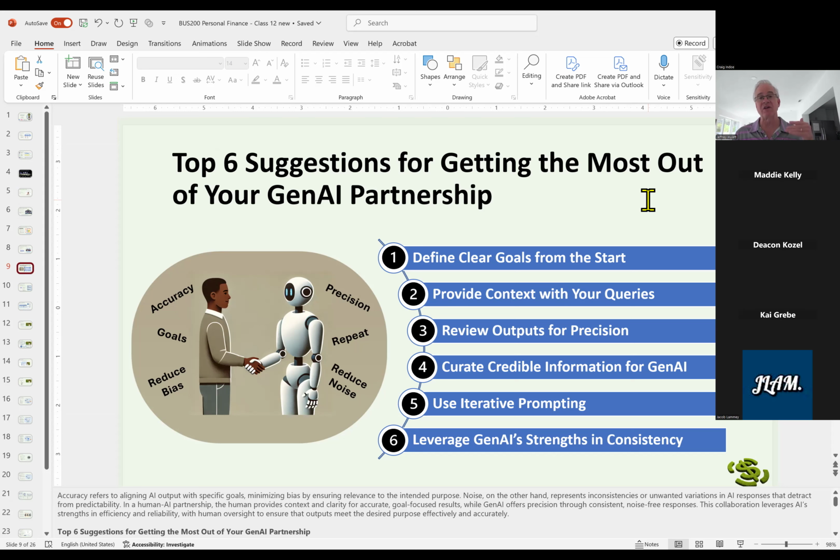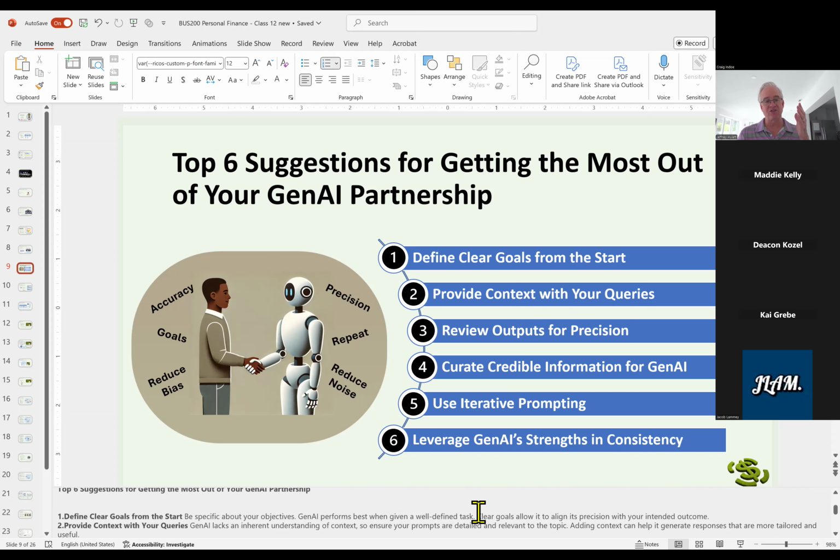So number 1 is define clear goals from the start, right? And remembering that the way to think about it is you're the arbiter of accuracy, right? But you're also the creator of bias. The Gen AI doesn't really deal in that space at all. So you have to set your goals. You have to set the target. What am I trying to achieve? The Gen AI doesn't do that.